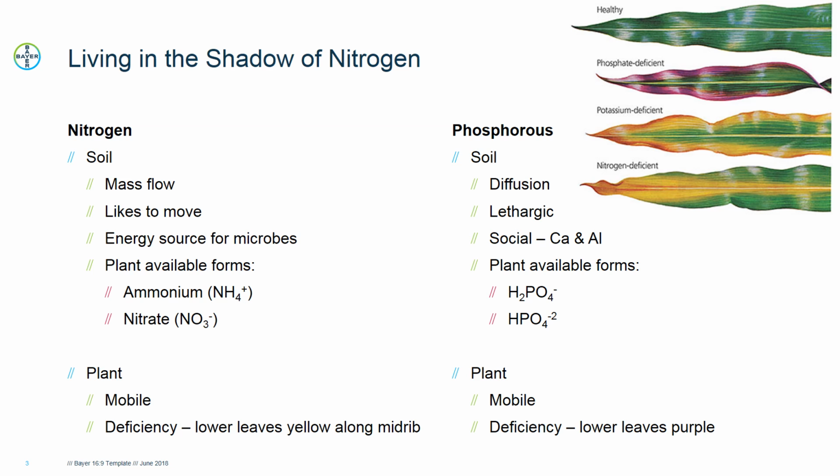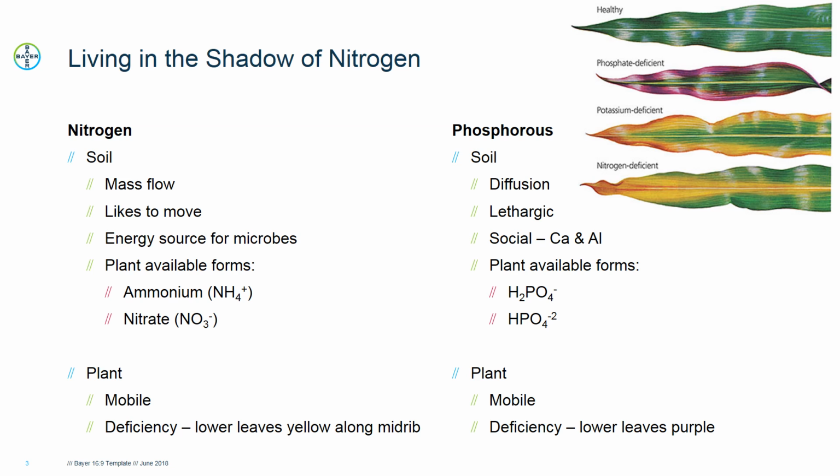Nitrogen can often serve as an energy source for our soil microbes, which leads to a loss pathway for nitrogen. Phosphorus is a little different. It's a social element, so it likes to interact with other elements in the soil, such as calcium and aluminum. When it interacts with these elements, it can actually precipitate out or form an insoluble compound and become unavailable to the plants.